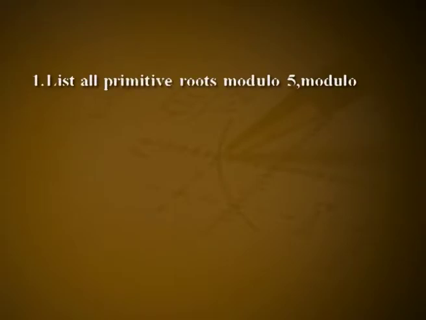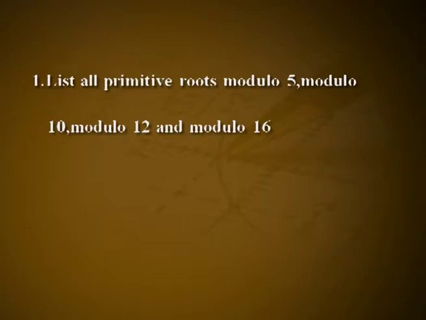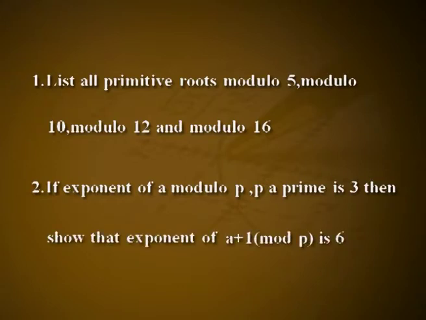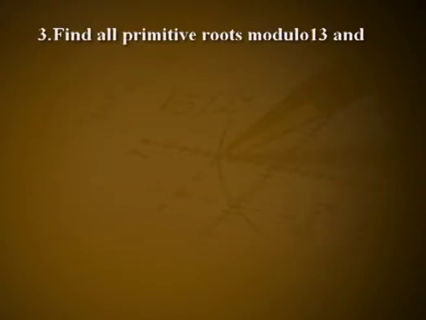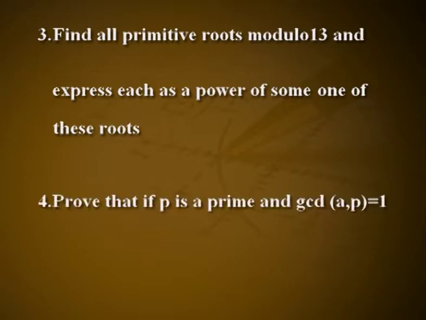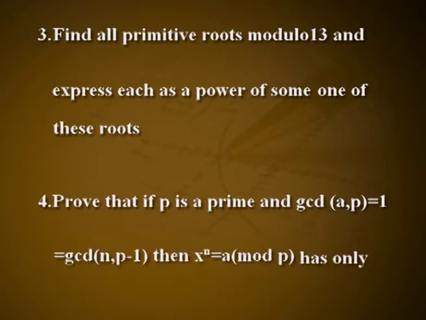List all primitive roots modulo 5, modulo 10, modulo 12 and modulo 16. If the exponent of a modulo p, p a prime, is 3, then show that the exponent of a plus 1 mod p is 6. Find all the primitive roots modulo 13 and express each as a power of some one of these roots. Prove that if p is a prime and GCD of a and p is equal to 1, which is equal to GCD of n and p minus 1, then x raised to n is congruent to a mod p has only one solution.